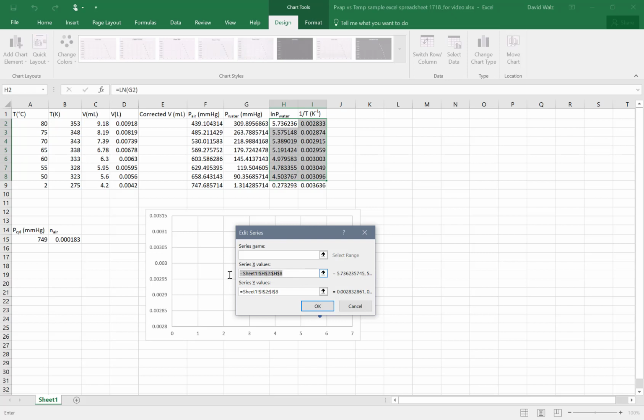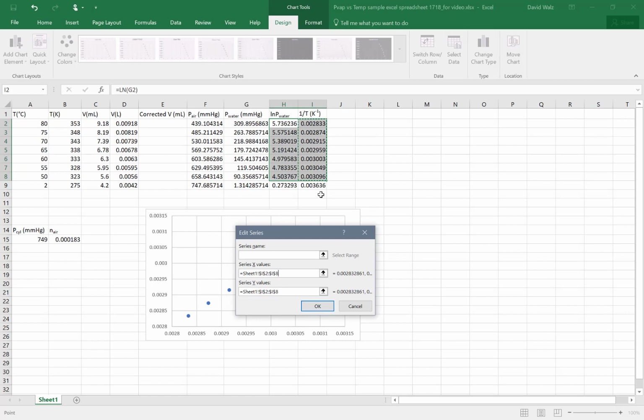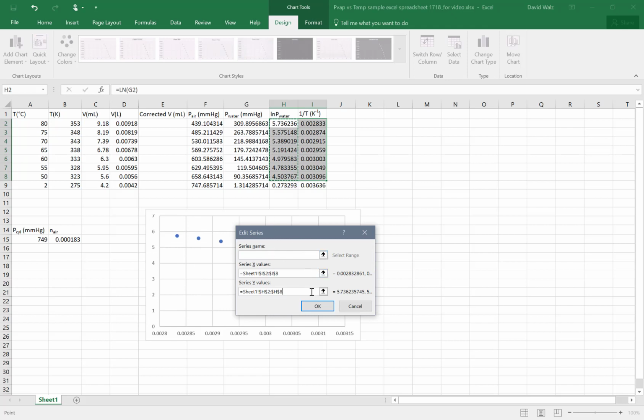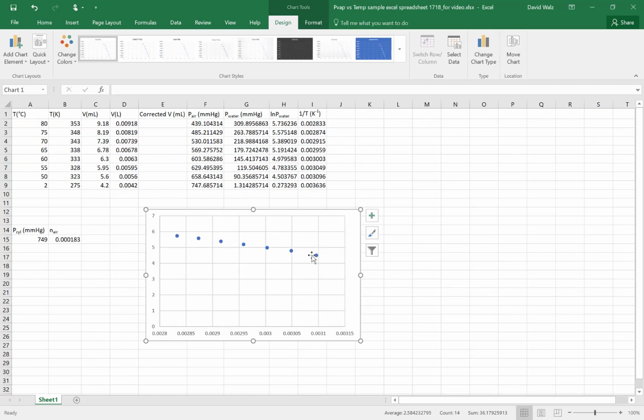So I'm going to highlight that and delete it. I'm going to hit delete. Now I'm going to press this arrow, and I'm going to highlight these. And then once I highlight those, I'm going to hit enter. And now it's putting the inverse temperatures on the x-axis, which is what I want. I'm going to do the same thing for the y values. Select those, delete them, press that, and then I'm going to select these to force Excel to put these on the y-axis. And then once you do that, you have to hit enter. And now I swapped the two. Okay. So click OK, and this is the graph I want.